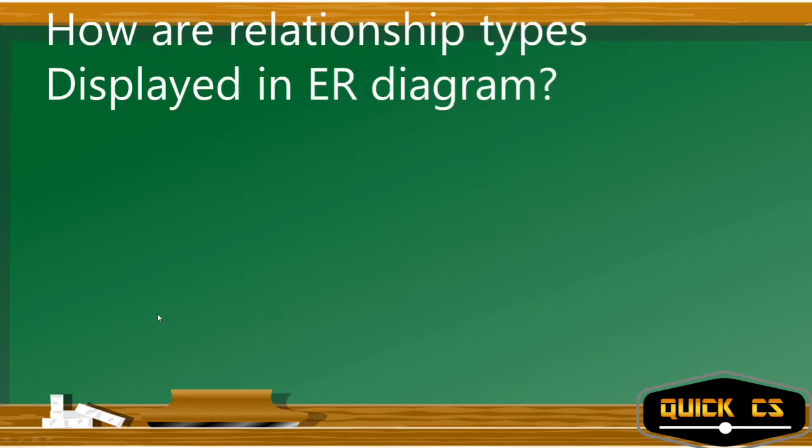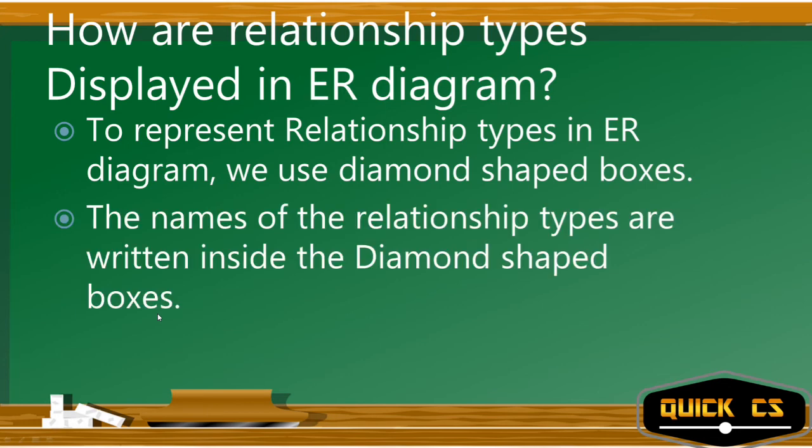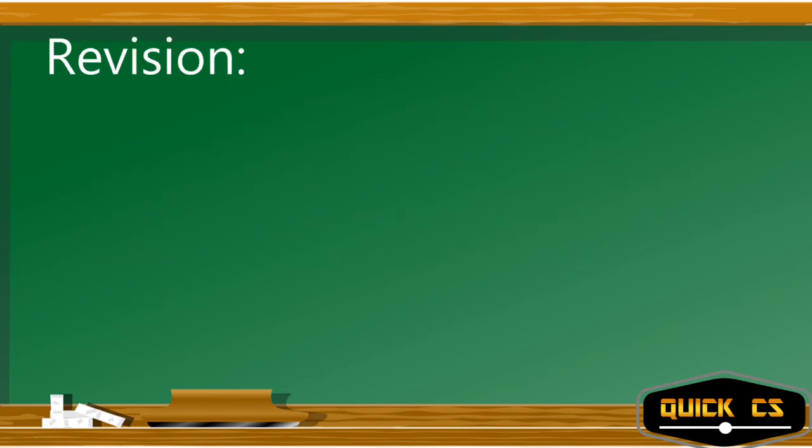Now, how are the relationship types displayed in ER diagram? Well, to represent relationships in ER diagram, what we use is diamond-shaped boxes. And the names of the relationship types are written inside the diamond-shaped boxes.